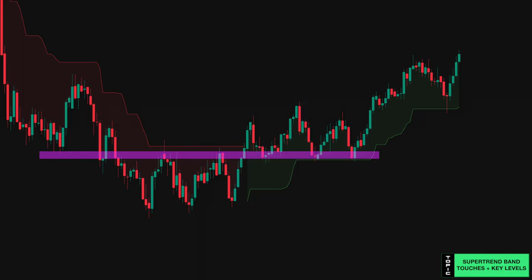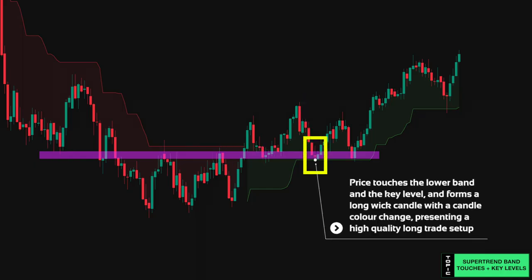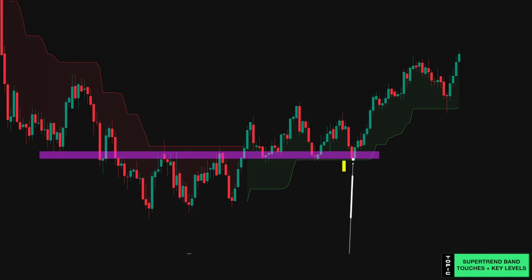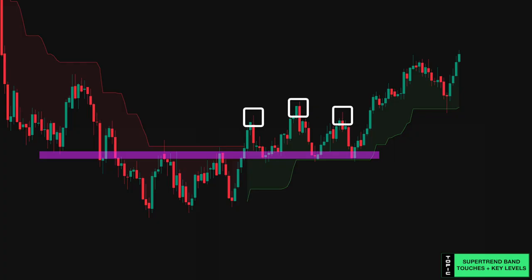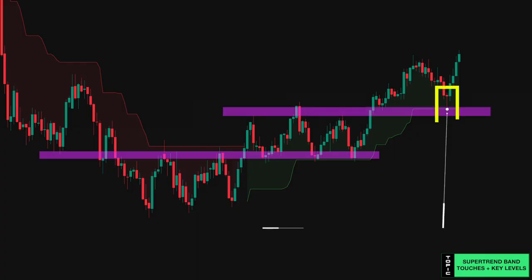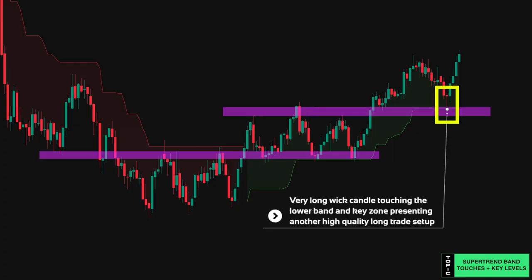Price comes down and touches the lower band and the key level and forms a long wick candle with a candle color change, presenting a high quality long trade setup. Again, price touches the lower band and the key level, presenting another high quality long trade setup. These reversal points give you a key zone. Very long wick candle touching the lower band and the key zone, presenting another high quality long trade setup.